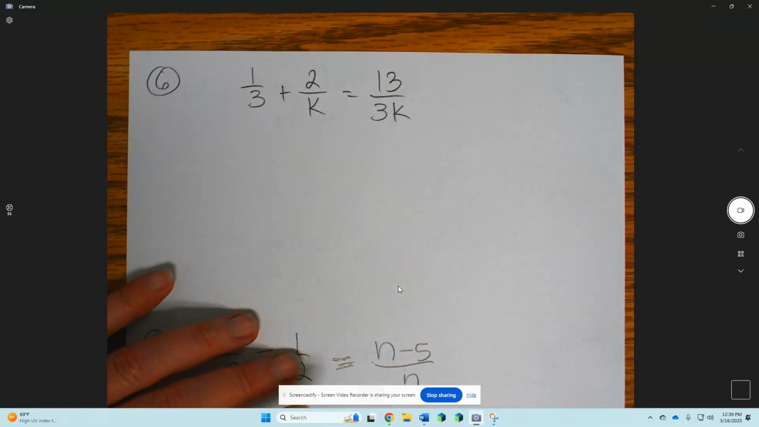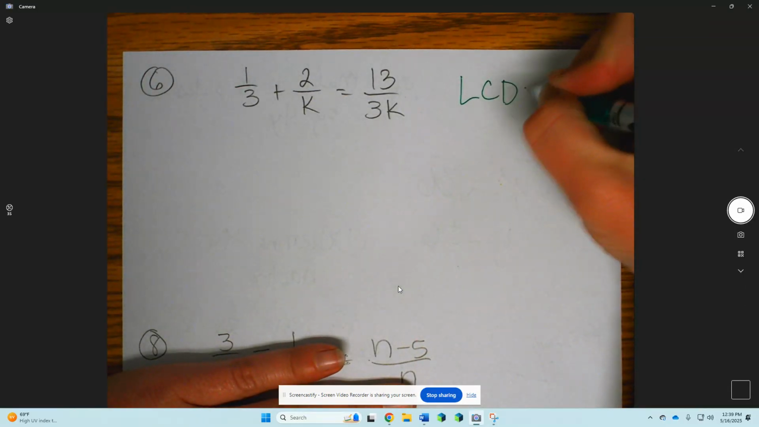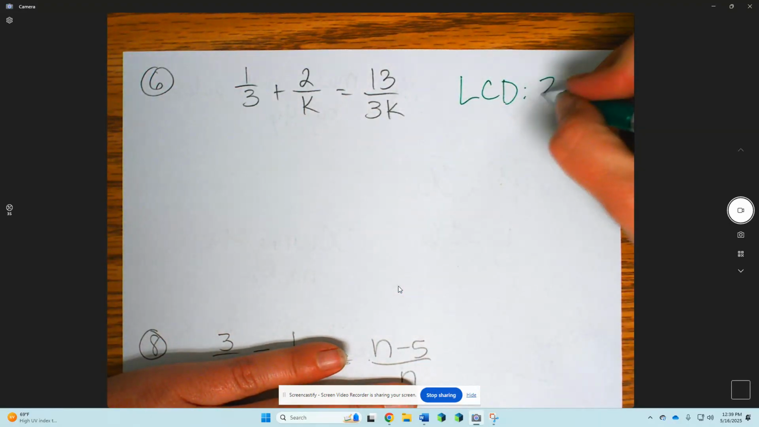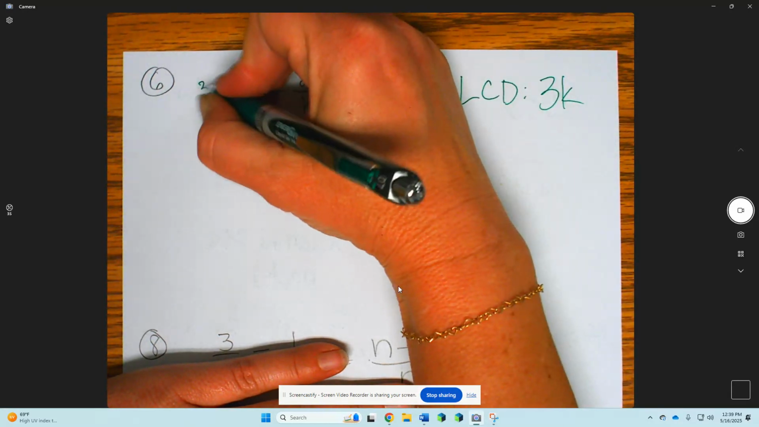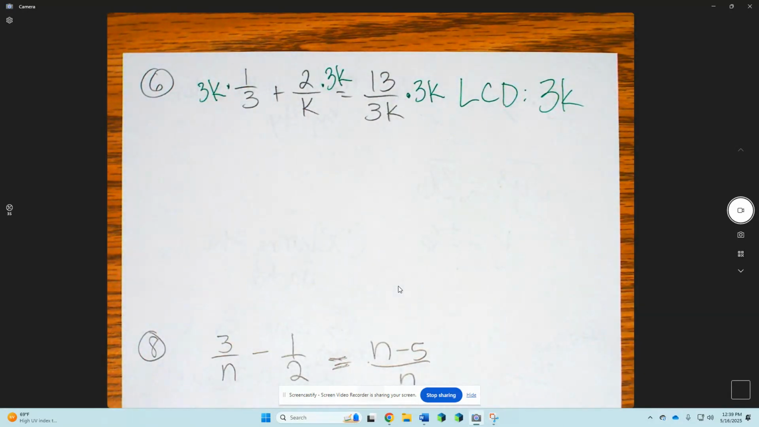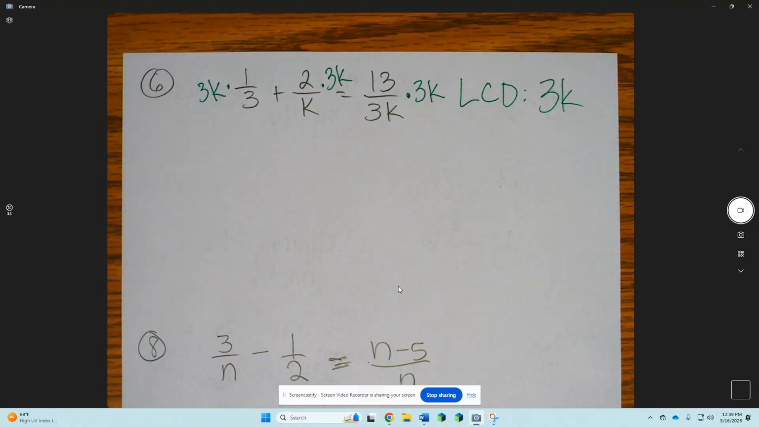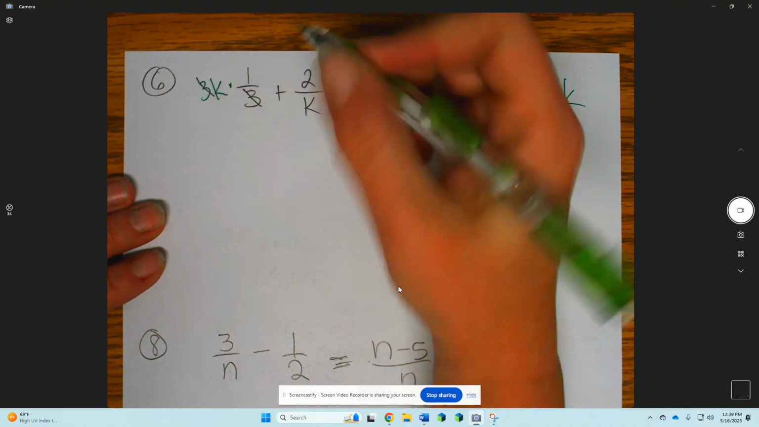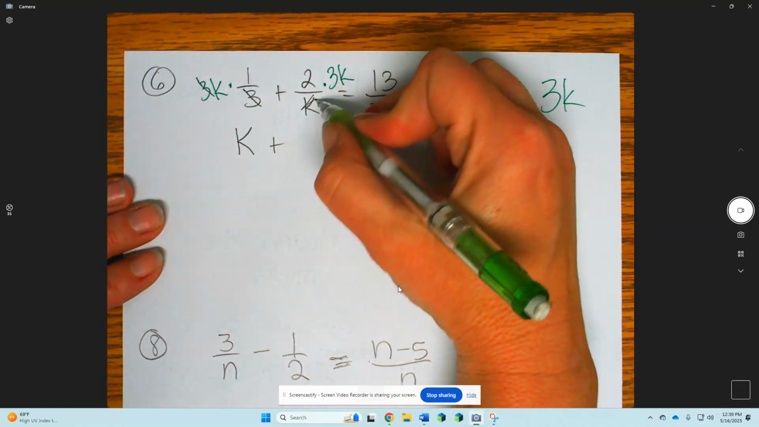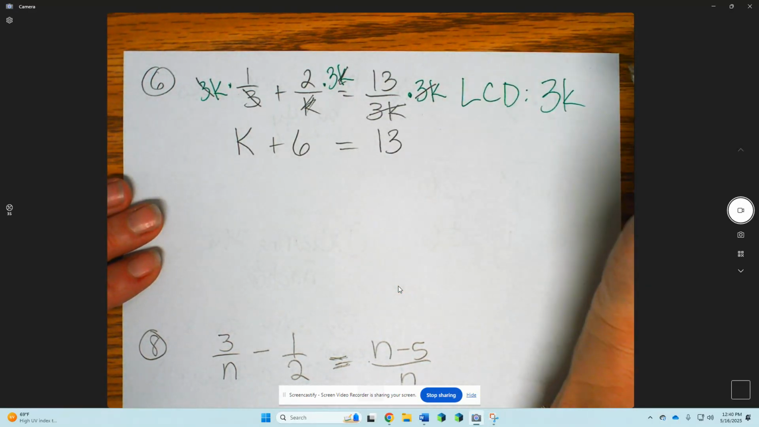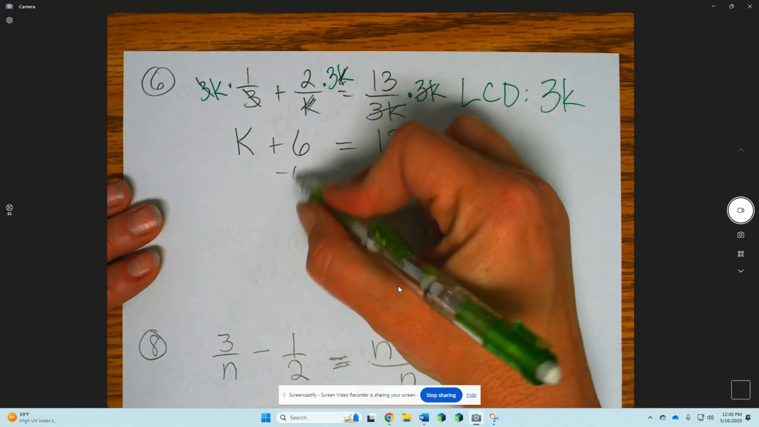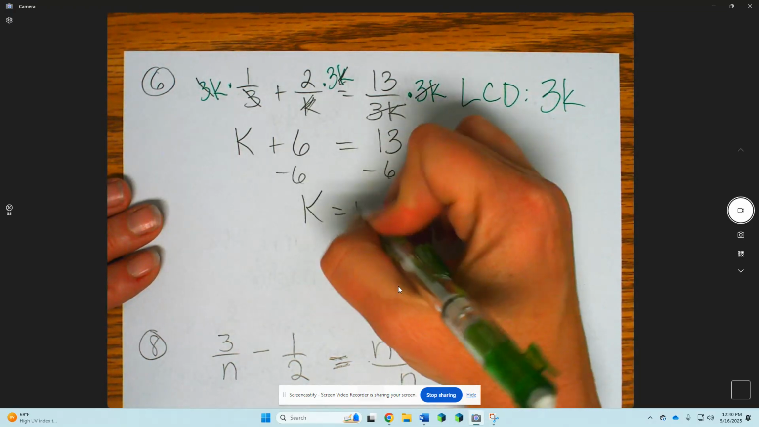Okay, number 6. The least common denominator is 3 and the k. So everything gets multiplied by 3k. All right, next step. The 3's cancel out. I just have k on top. This k cancels out. I have 6 equals 13. Easiest math problem ever, right? K equals 7.